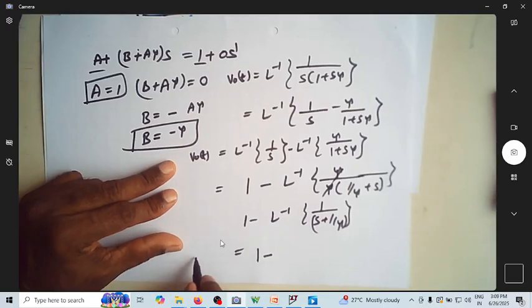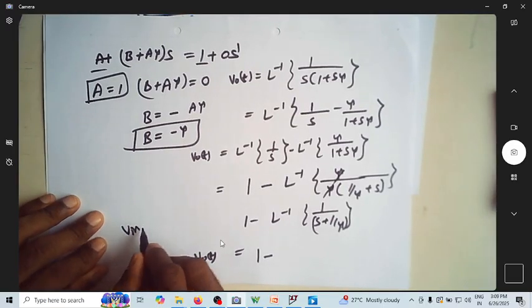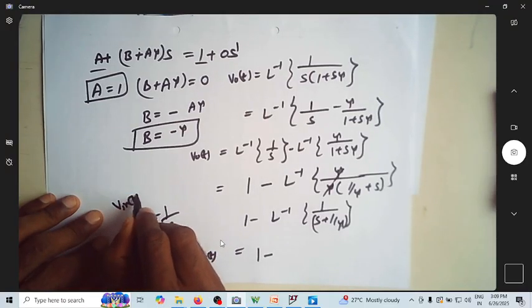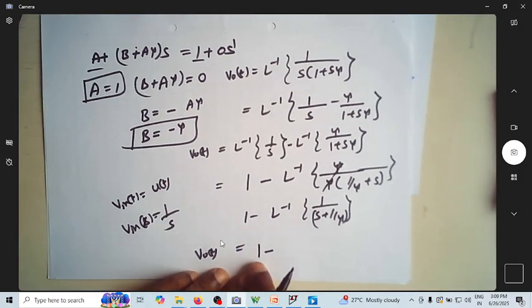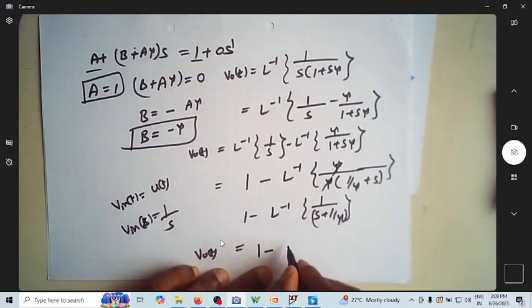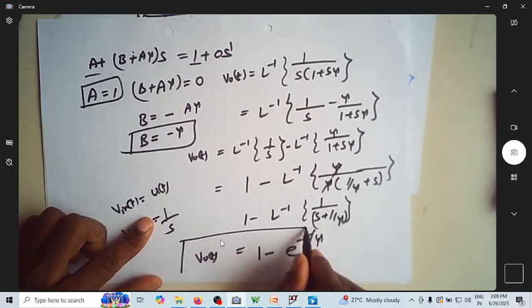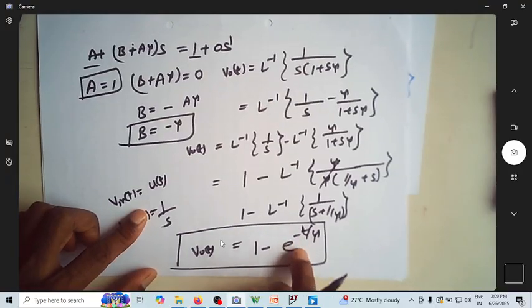So we are still dealing with v naught of t, with V of s equal to 1 over s, with v of t as u of t, a unit step function. It is 1 minus... So what is this? This is actually e power minus t by tau. So what is the output now? The output is 1 minus e power minus t by tau.